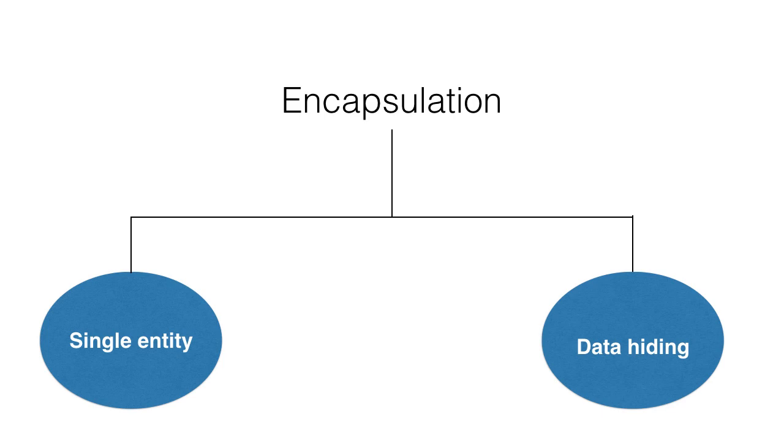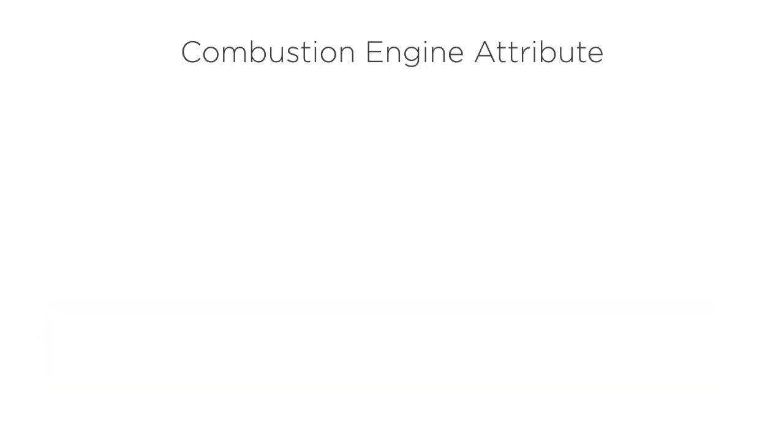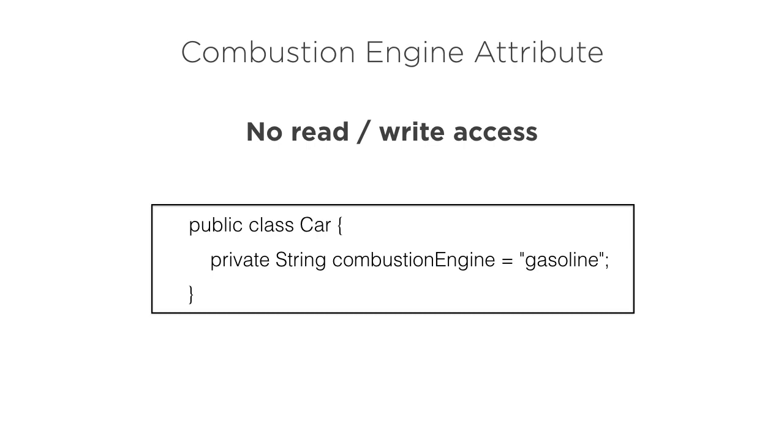Let's see how it's accomplished. So let's take the attribute combustion engine. Now the car internally uses the combustion engine for its working, but to a driver of the car, you do not want to provide access to it, so no read or write access should be provided. So here is the car's object. You declare this attribute as private. Declaring it as private hides it from outside objects or classes, and it is only the internal methods of the class which have access to it. We have assigned it a value gasoline.